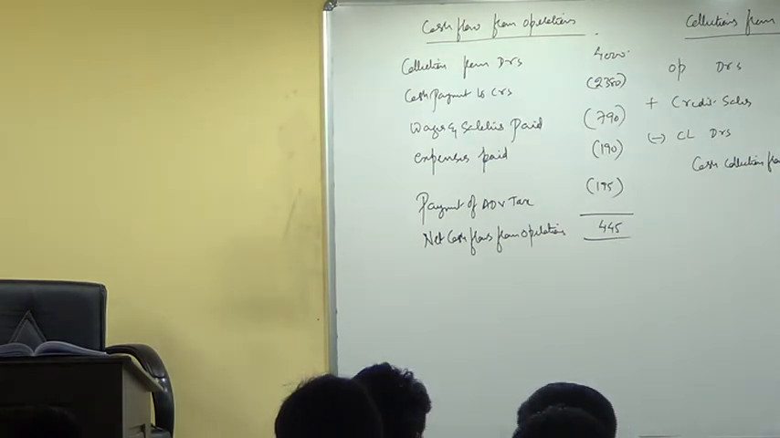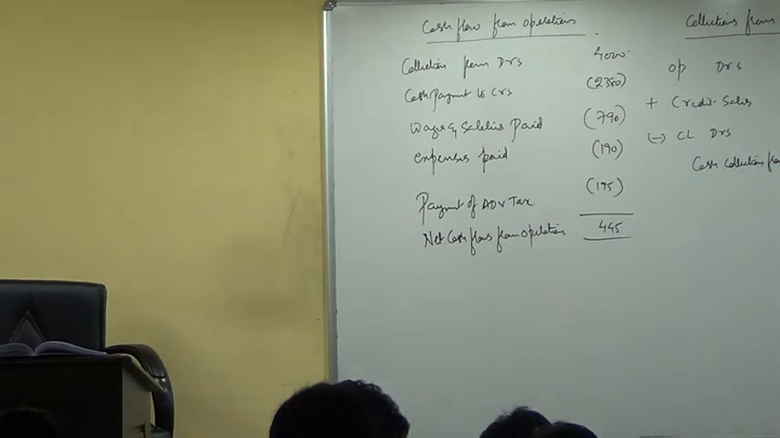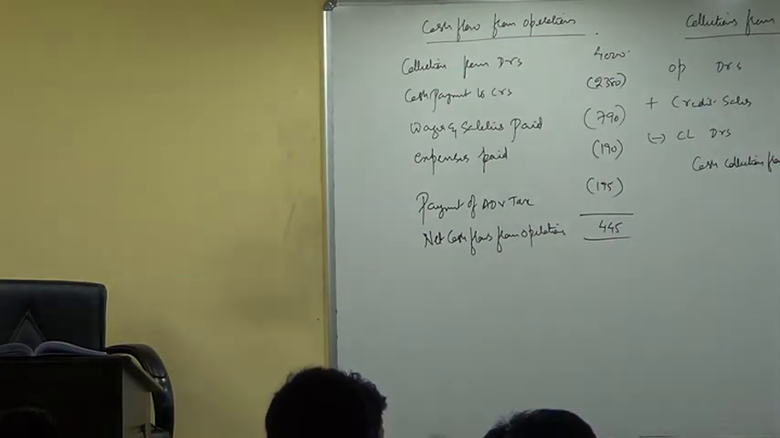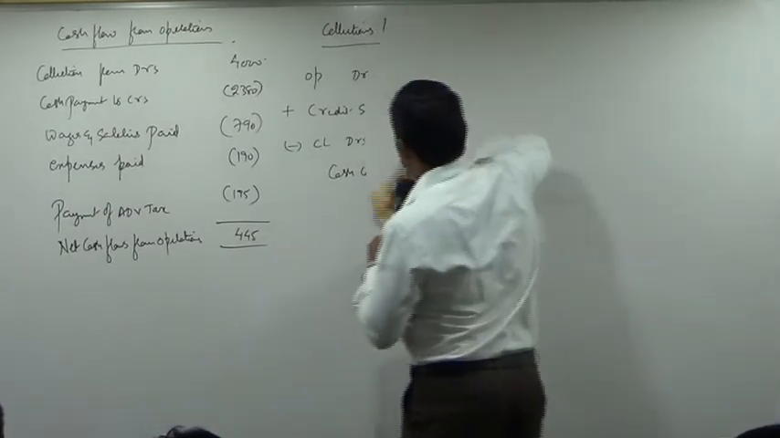Can I rub this now? Now write down cash flow from operations, indirect method. You are remaining silent when I am asking you something. I will also remain silent for 10 minutes. Then you understand what the problem is.